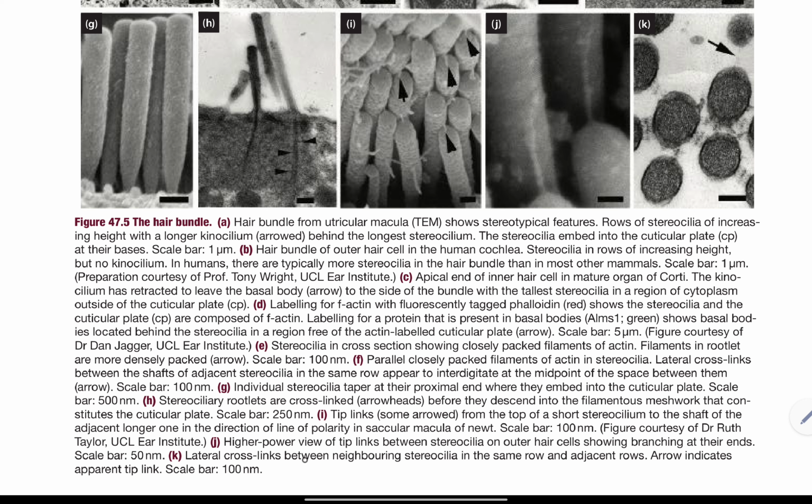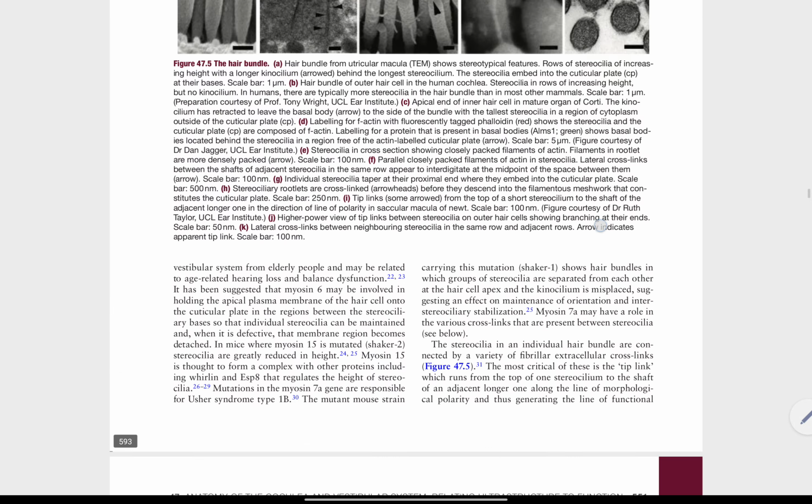K. Lateral crosslinks between neighboring stereocilia in the same row and adjacent rows. Arrow indicates apparent tip link. Scale bar 100 nanometer.